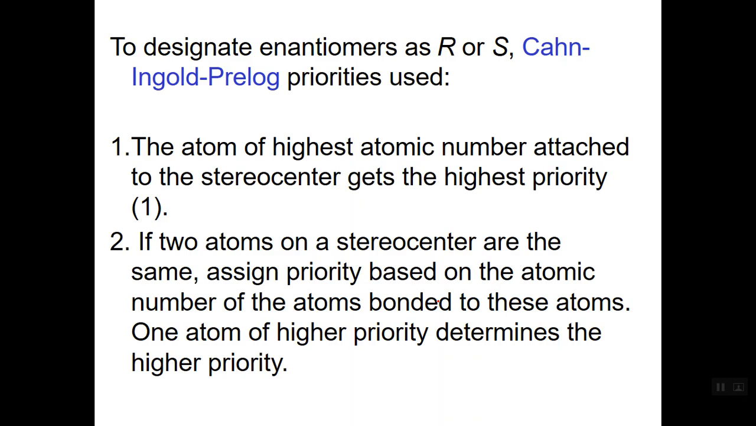So we designate enantiomers using R or S, as we just saw, and the rules that we use for this are called the Cahn-Ingold-Prelog rules for priority, and we use these for a couple of different things. The rule that you run into first and use the most is that the atom of the highest atomic number attached to the stereocenter gets the highest priority. And if you have two identical atoms, then you need to go to the next atom until you see a difference in order to figure it out.